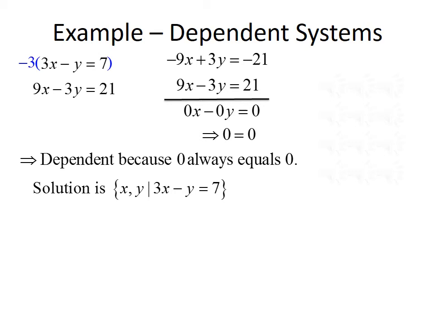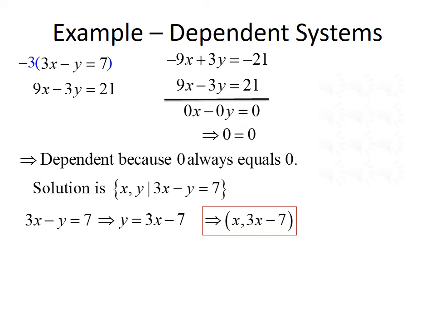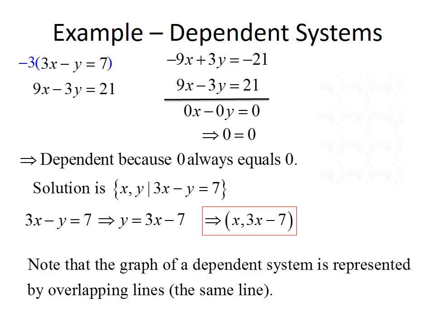So our solution will be the set of all xy such that 3x minus y equals 7. If we want to present the solution as an ordered pair, we need to solve one of the variables in terms of the other. So if we start with equation 1, 3x minus y equals 7, we can solve that for y, which gives us y equals 3x minus 7. And so we can express our solution as the ordered pair x, 3x minus 7. Note that the graph of a dependent system is represented by overlapping lines, or each equation represents the same line.